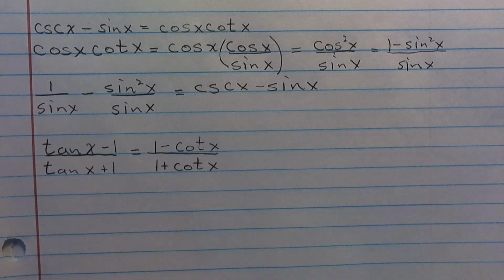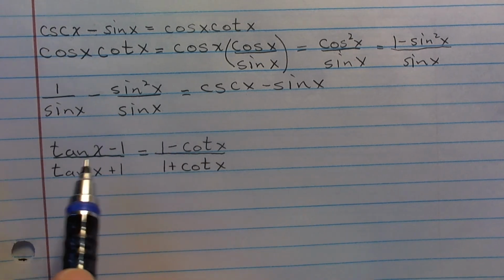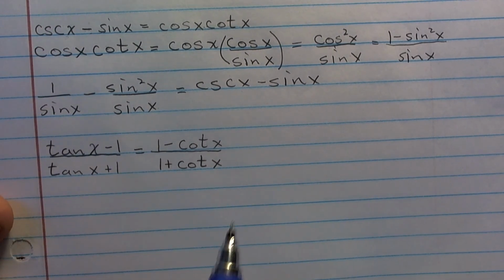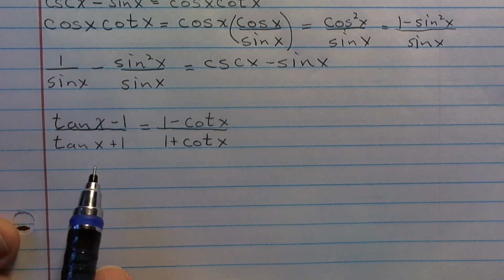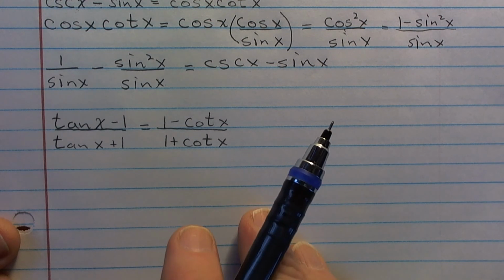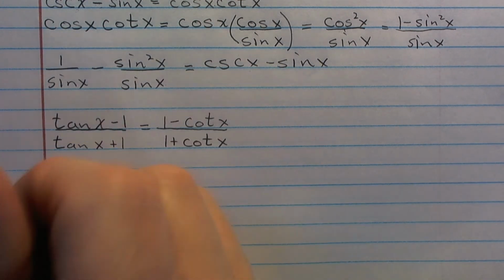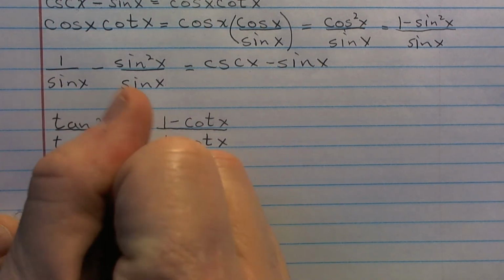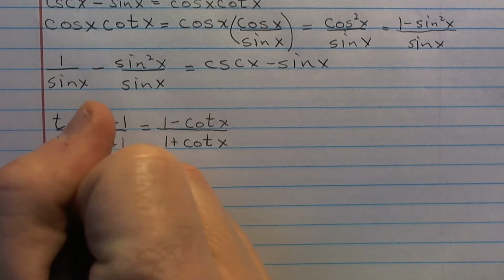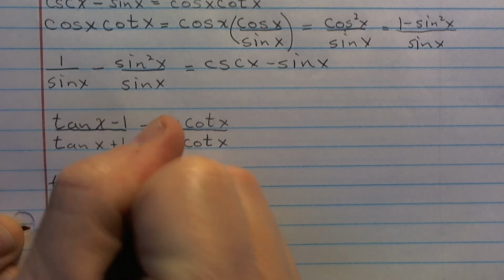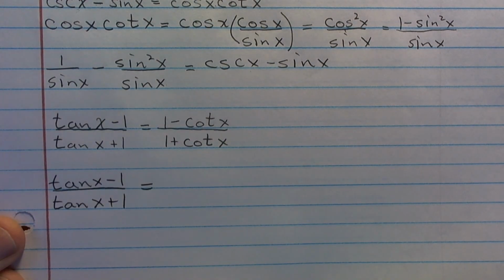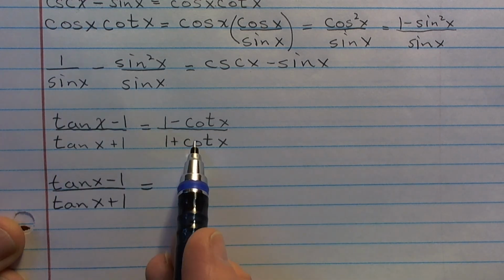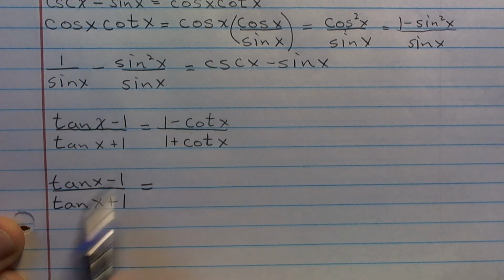Okay, now let's look down here at this one. We want to verify this identity. Now, when you first look at this, this looks rather complicated. How in the world are we supposed to do that? Well, I'm just going to pick a side here. I'm going to pick tangent x minus 1 over tangent x plus 1. Now, I look and determine what it is I want to do. I want to change this to this. Well, I want to show that this and this are equal.